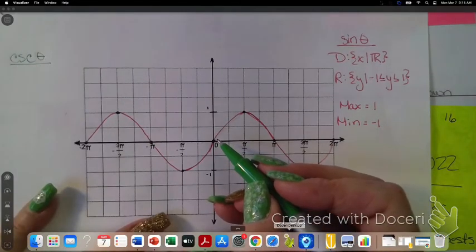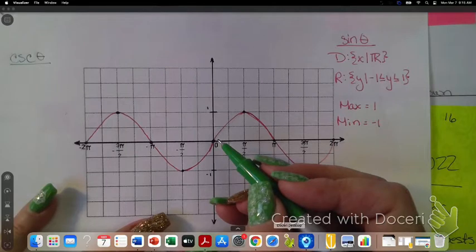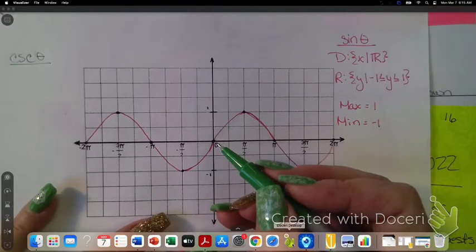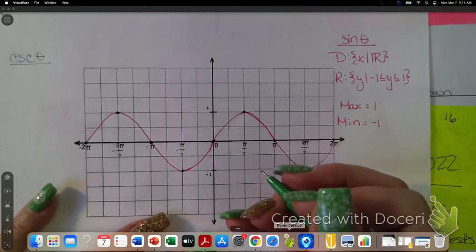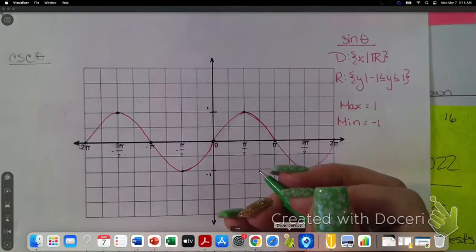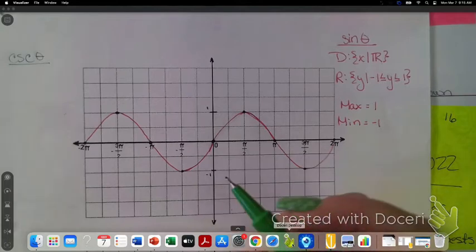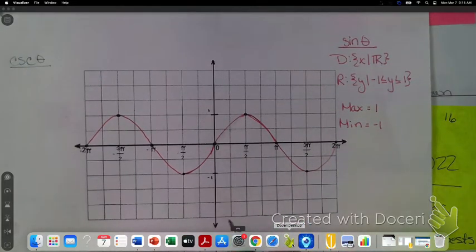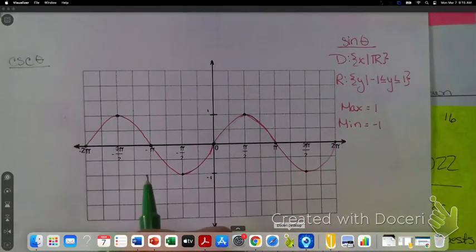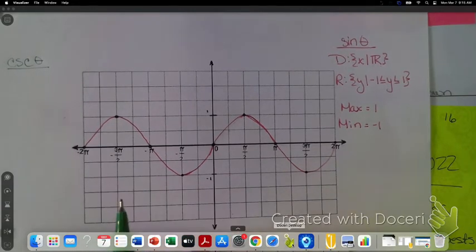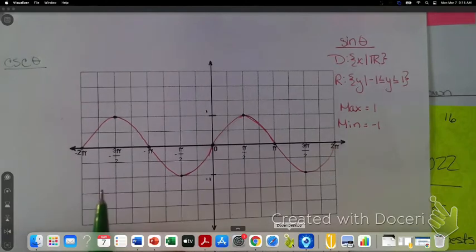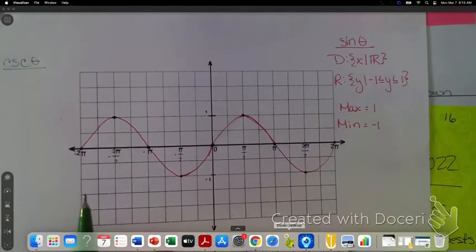Well, when something is undefined on a graph, what does it make? Is it just right along the x-axis? What's that thing called when it was undefined? Remember when we did rational functions and the denominator made it undefined? So you had 0 in the denominator, and it was a vertical asymptote.